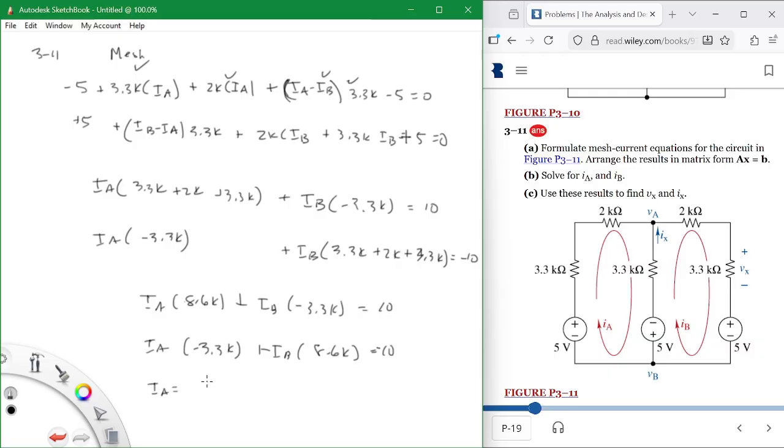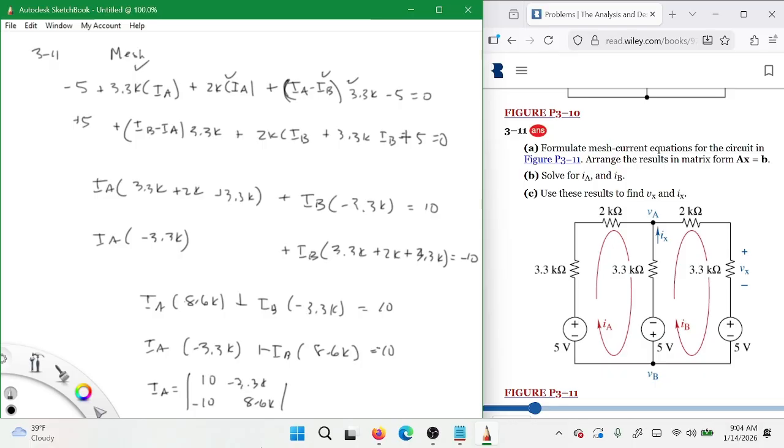IA is equal to 10, minus 10, minus 3.3K, 8.6K. That's my determinant in the numerator. My denominator is 8.6, minus 3.3, minus 3.3 and 8.6. So there it is. Let's do that and find out what our answer is, and that's it. This is a lot easier, by the way. Mesh analysis is a lot easier than nodal analysis.